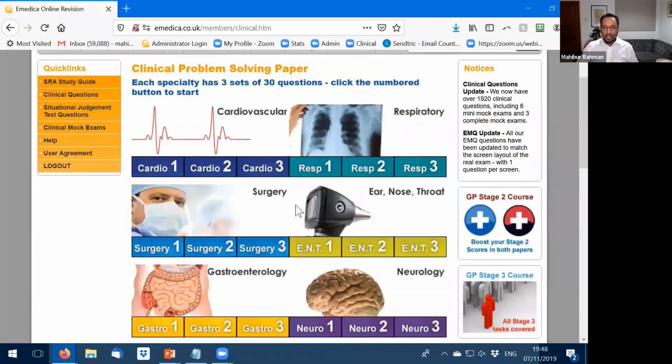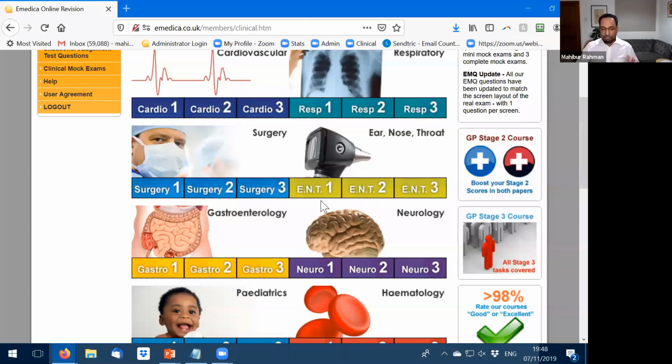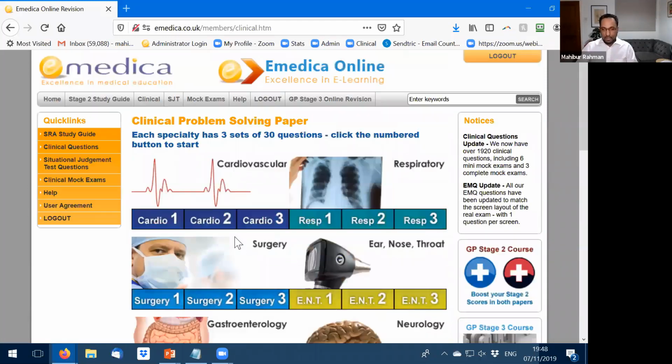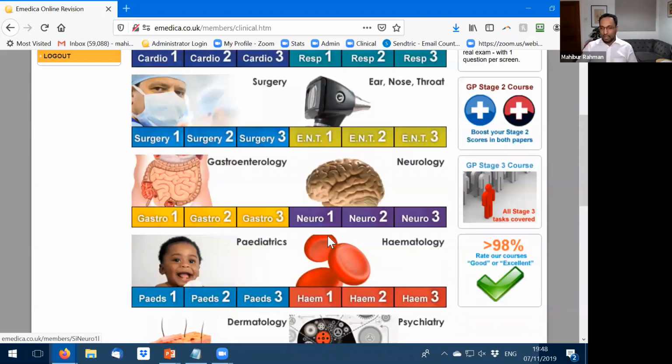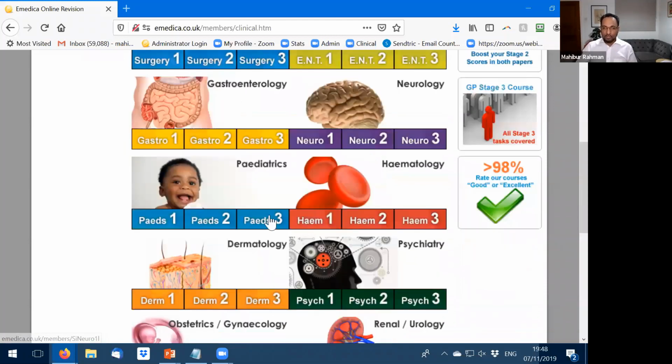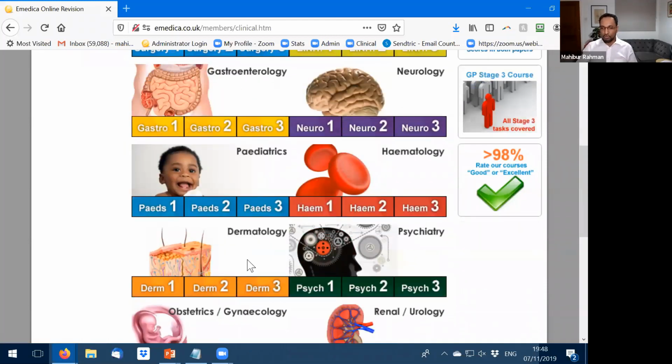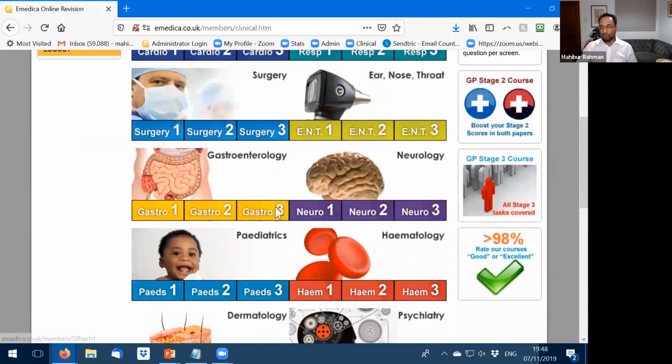Now, how I recommend you use it: if you've got time to do all of them, then you could just go in sequence, but don't do cardiovascular 1, 2, 3 right at the beginning, because then in 2 months' time when you sit the exam, the last time you did cardio questions was 2 months ago, and you've forgotten them all. Instead, do cardio 1, then the next day you might do respiratory 1, then surgery 1, then ENT 1, and so on, until you've finished all the 1s. Then go back to the top, do cardio 2, respiratory 2, until you've finished all of those. Then go back and do 3s, okay?